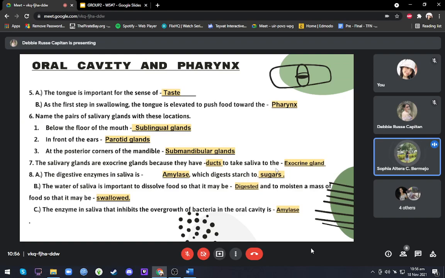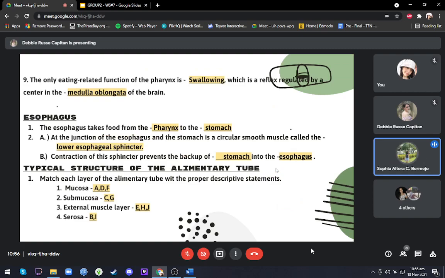So next is number 9. The only eating related function of the pharynx is what you call swallowing, which is a reflex regulated by a center in the medulla oblongata of the brain. Moving on to the esophagus. Number 1, the esophagus takes food from the pharynx to the stomach. Number 2, letter A, at the junction of the esophagus and the stomach is a circular smooth muscle called the lower esophageal sphincter. Letter B, contraction of this sphincter prevents the backup of stomach contents into the esophagus.